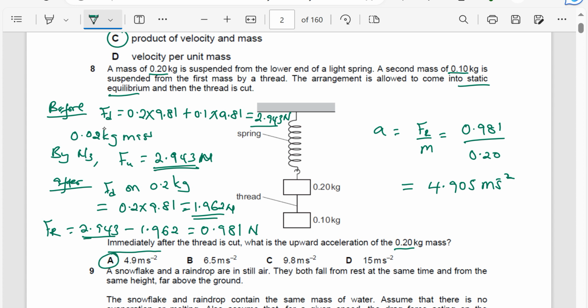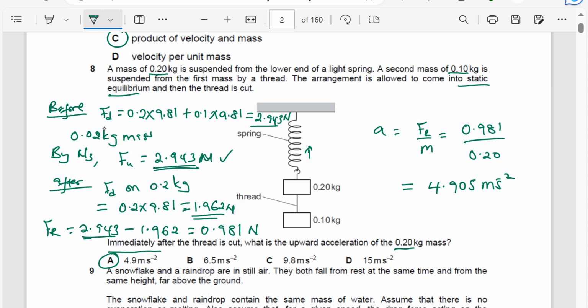Of course, this is quite technical, but I want you to notice that before cutting the thread, the total mass downward, the total weight downwards was equal to that. And by Newton's third law, it should be the total weight in the spring upwards. So the total tension in the spring upwards is equal to this before cutting the thread.